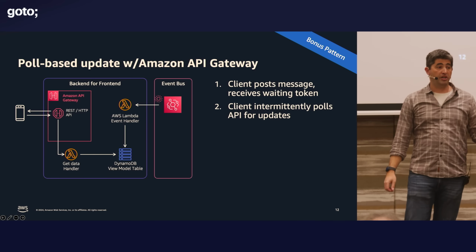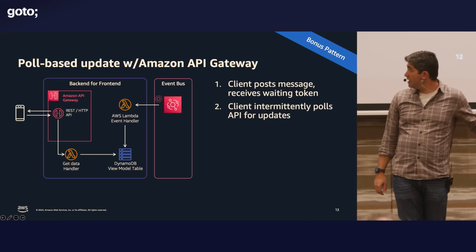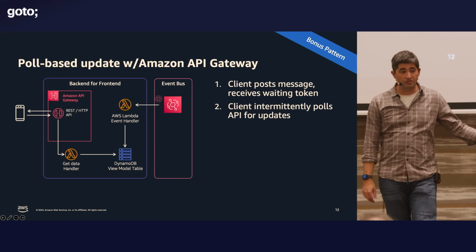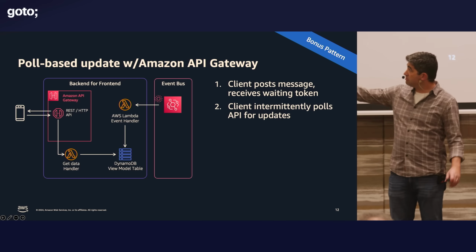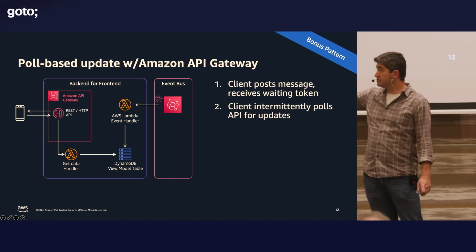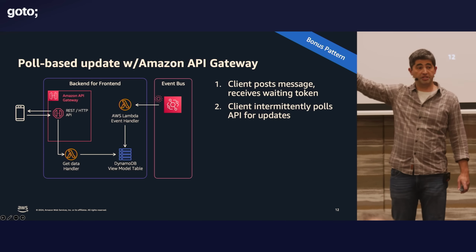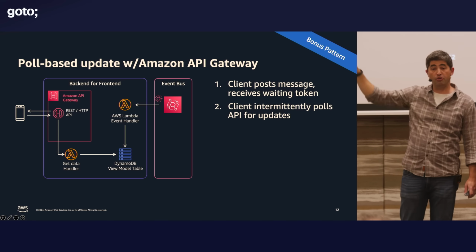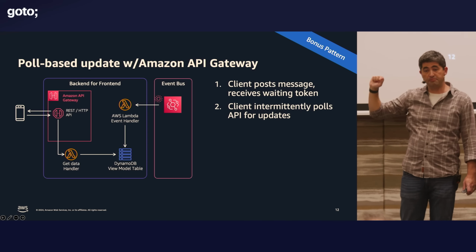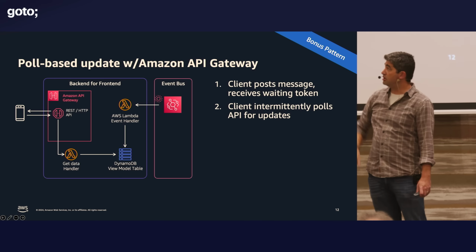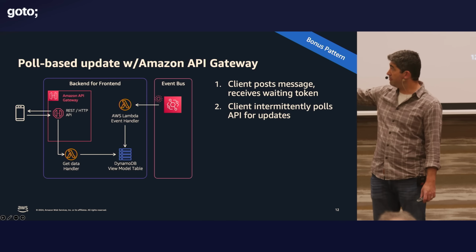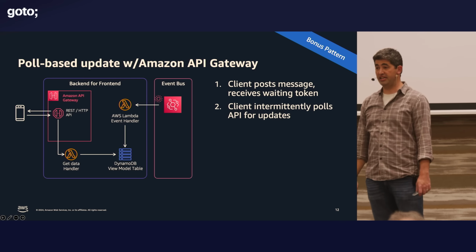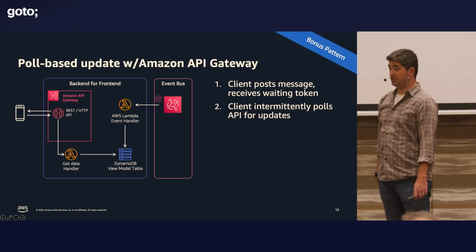My Lambda function writes into a DynamoDB table. I'm calling it the view model table. We'll talk about why in a few minutes. But then this one's a little bit different than the rest. When my client wants an update on, let's just stick to one order, like when my client wants an update on that order, it makes a synchronous REST call to API Gateway. API Gateway invokes a Lambda function that goes and gets the data and returns it back to the client.